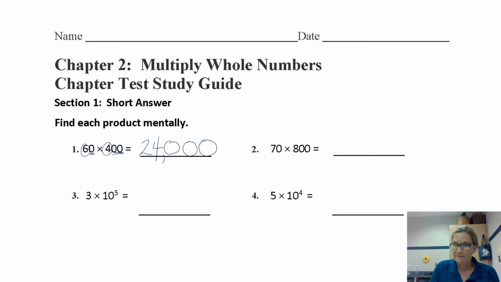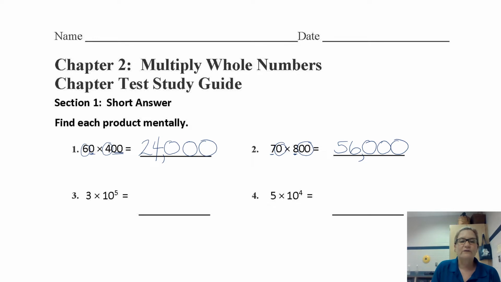Question 2, similar problem. 7 times 8 would be 56. And then we're going to take these zeros because they're at the end of the number and there are no other numbers but zeros, and we can add them to the end. 1, 2, 3. And that would be 56,000.